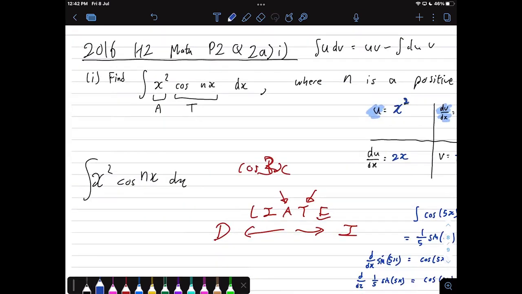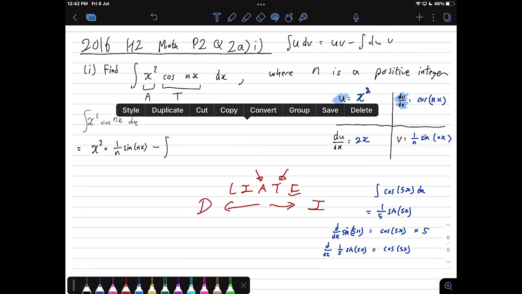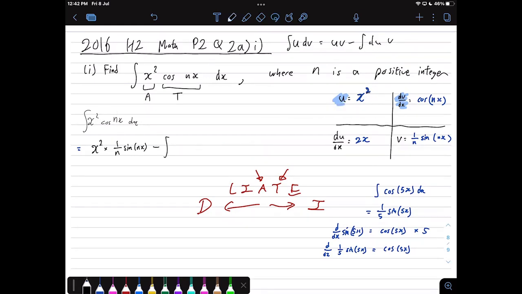This integral is nothing but, use the formula. X squared times 1 over n sine nx, minus the integral of 2x times 1 over n sine nx. Well done. Good.